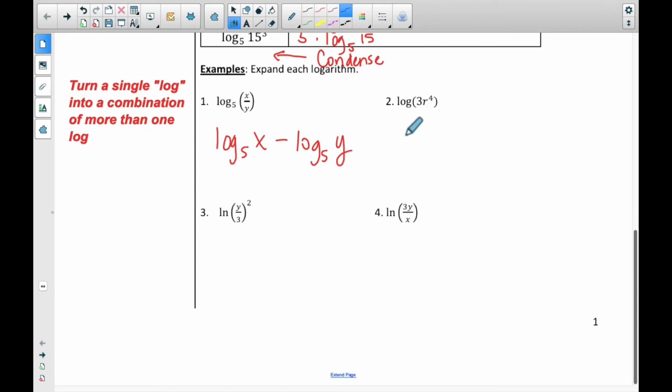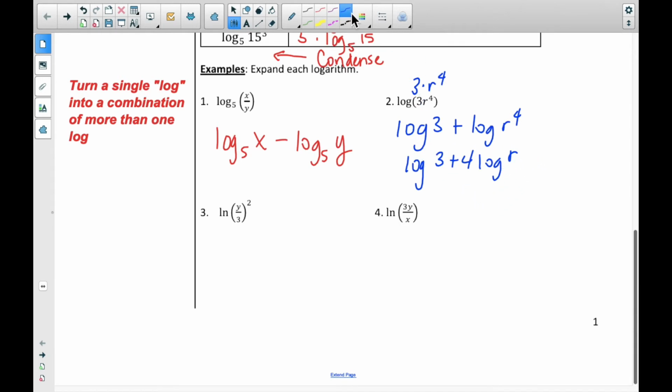So let's just take a look at number 2. This is really a multiplication problem, right? There's a times between that 3 and r. So if it's a multiplication, that means we are supposed to add. Now we're not quite done because we have an exponent that we need to break up as well. The rule in exponents is we bring it out to the front and we turn it into a multiplication problem. And so our final answer is log of 3 plus 4 times the log of r.